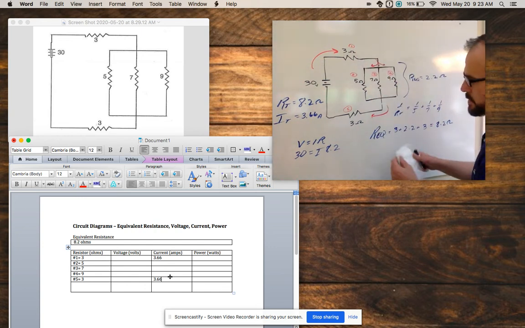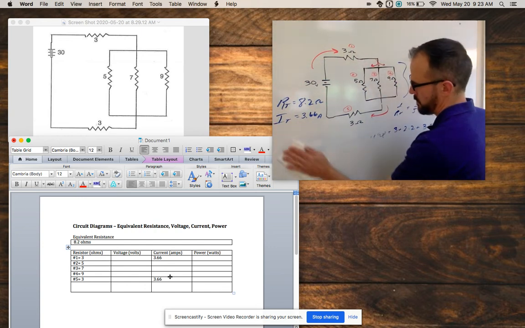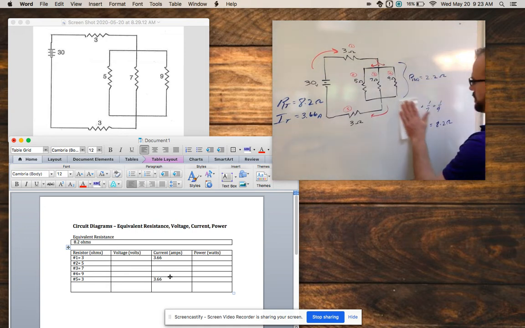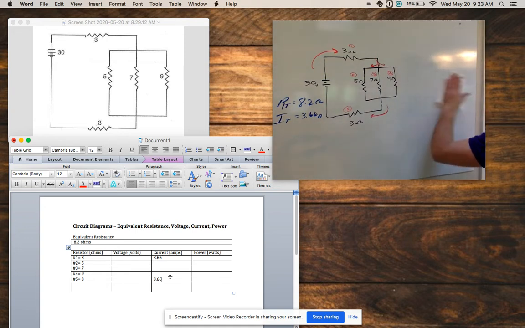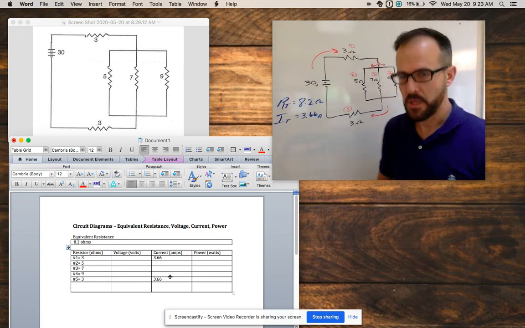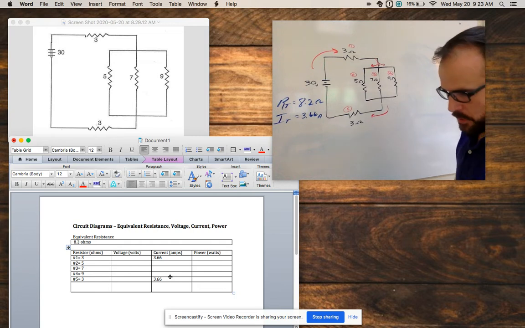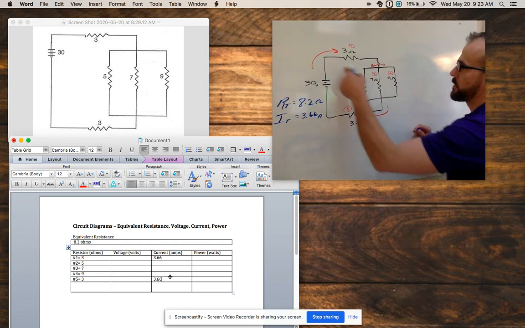Let me get rid of some of this stuff here. Oh, no, smearing. All right. Fix that later. So let's find the voltage drop here.